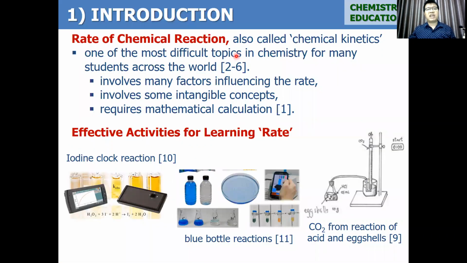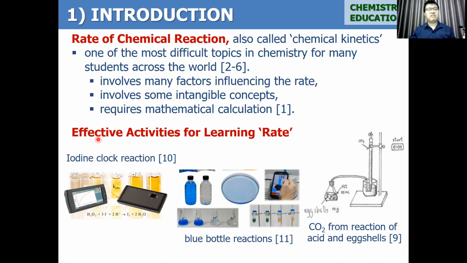Rate of chemical reaction is also called chemical kinetics. It is one of the most difficult topics in chemistry for many students across the world. This topic involves many factors influencing the rate and some intangible concepts. Moreover, it requires some mathematical calculation for learning this topic.